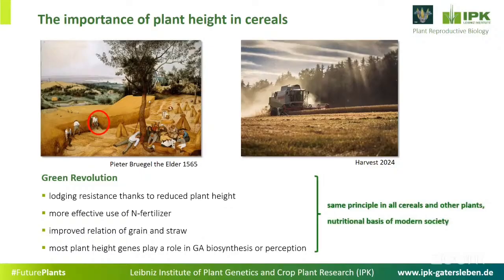The same principle was actually used in almost all cereals and even other plants beyond cereals, and is nowadays the nutritional basis of modern society.